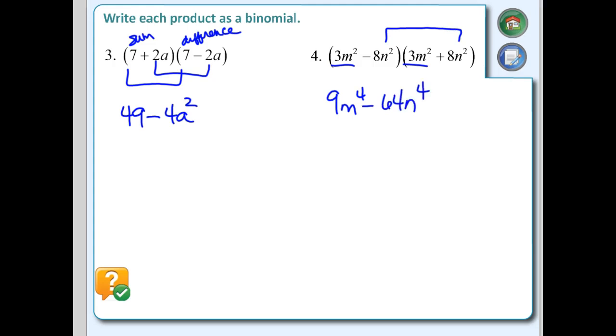Okay, so pretty simple if I recognize, oh, exact same letters, exact same numbers. One says plus, one says minus. Mrs. Burton calls them sum and difference. Also recognizing their conjugates, done deal.